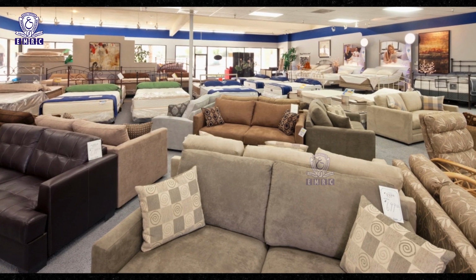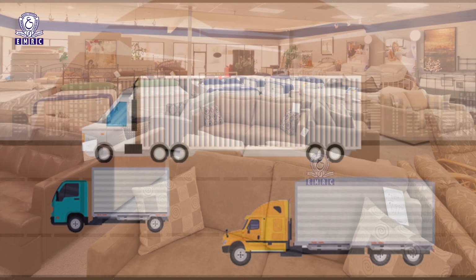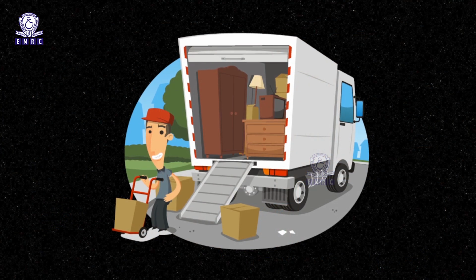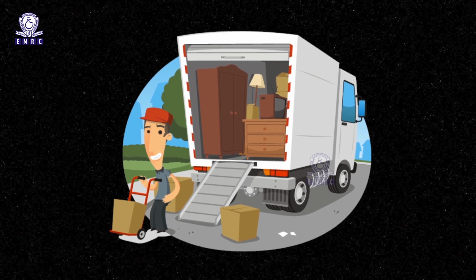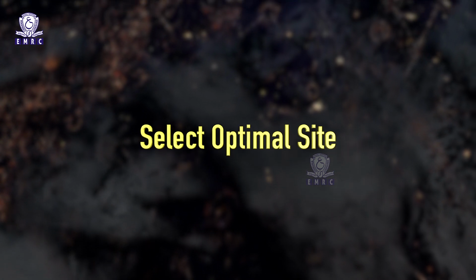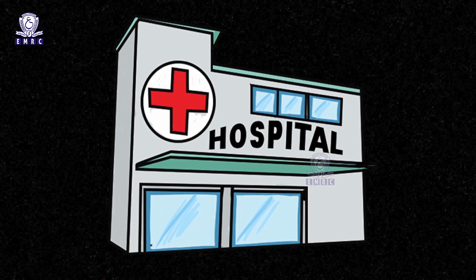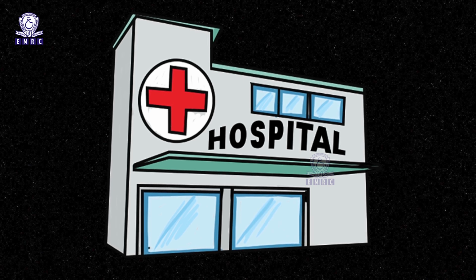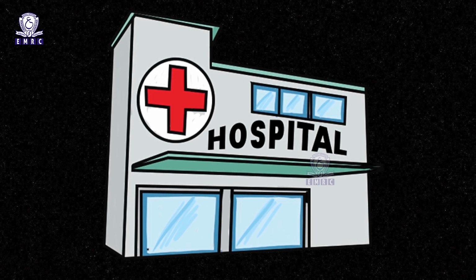For example, a furniture company might want to use several trucks to deliver furniture to homes. Alternatively, a fleet might want to schedule their weekly visits, including all the logistics. Select optimal site. Optimal site selection takes into account the demand to locate the best location given several facilities. For example, it can help in deciding where to build new hospitals depending on existing hospitals and the available demand.